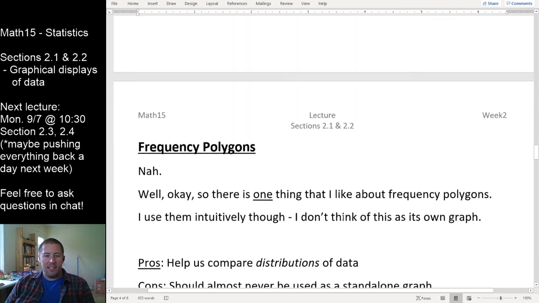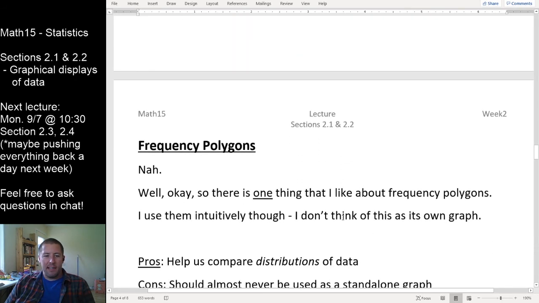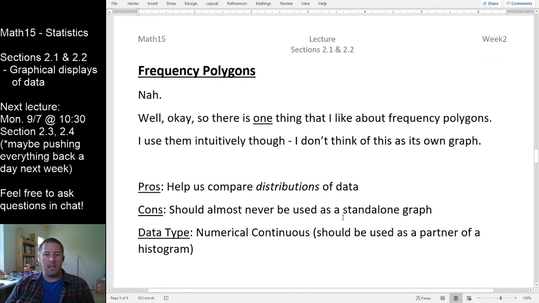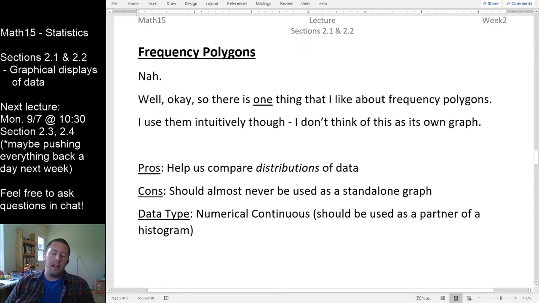Frequency polygons. This is one where the first thing I have to say is nope. And that was my first inclination when we were in the book. Then I decided there is something worth saying about these, but the deal with frequency polygons is that you should pretty much never be standalone drawing a frequency polygon. The fact of the matter is, I am going to draw dozens and dozens of frequency polygons over the course of this semester.